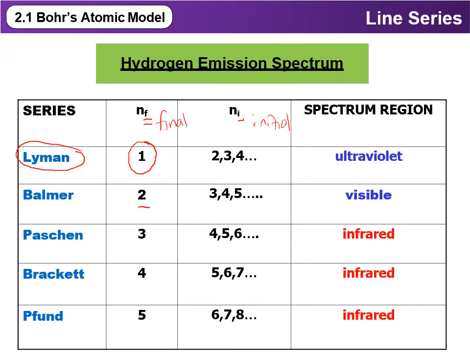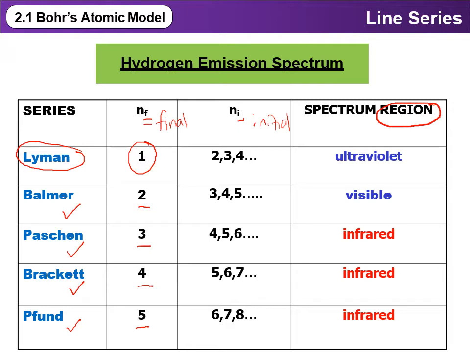Okay, where n equal to 2 is the Balmer series, n equal to 3 is the Paschen series. When they fall to n equal to 4, it is the Brackett series, and when the electron falls to n equal to 5, we call this the Pfund series. Because each electron releases energy as a photon with a specific wavelength, it will appear in a spectrum region. Different wavelengths show up in different regions.